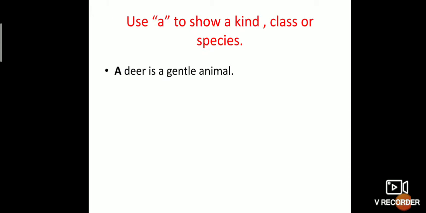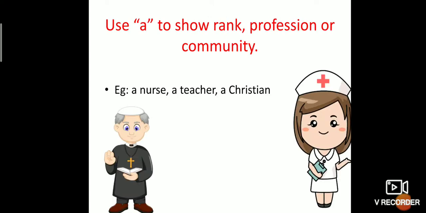Now, to show a kind, class or species. When we are talking about a kind or a class or species, we use a. Like we say, a deer is a gentle animal. Or we can have, I have a bonsai tree. So it's what? It's a species. Here it refers to species of trees. Bonsai tree is a species of trees. So when we are talking about some kind or a class or a species, we use a.